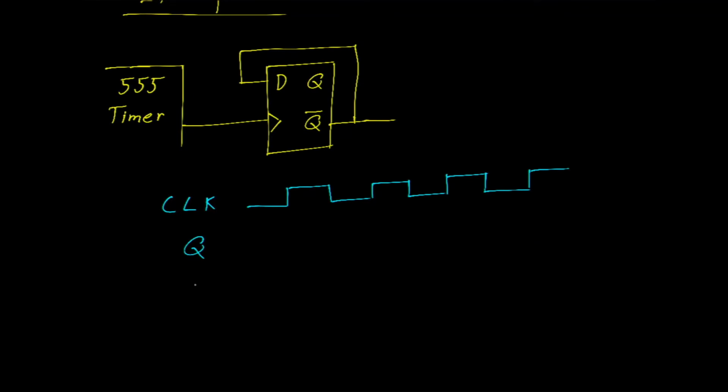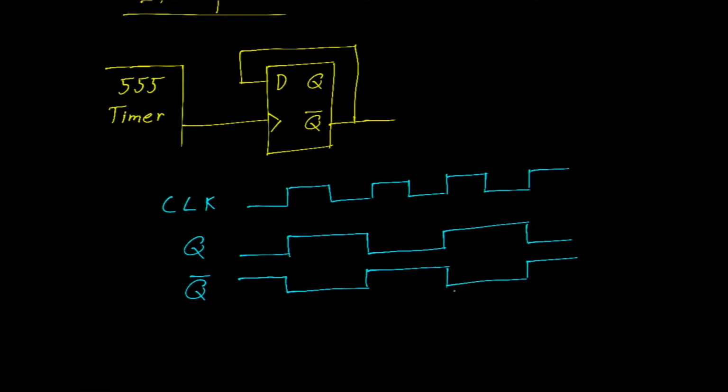Here is Q. Here is our Q naught. We assume Q starts at 0 and Q naught starts at 1. On the rising edge, they will transition. They will stay there until the next rising edge, at which point this 0 is now transferred to D, which is transferred to Q. So the signals will transition like so. They will stay there until the next rising edge.